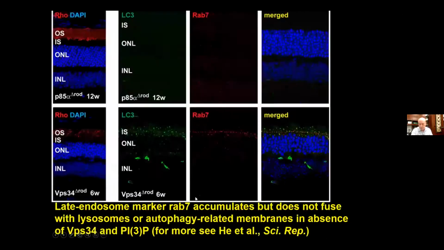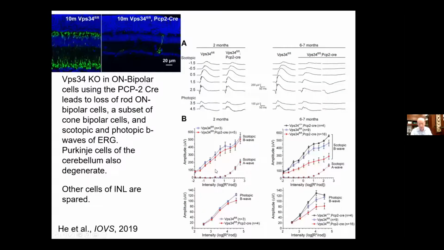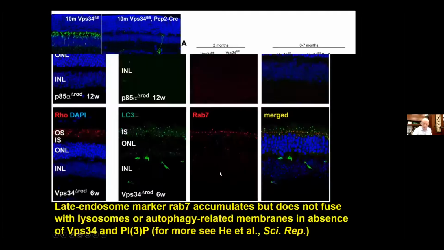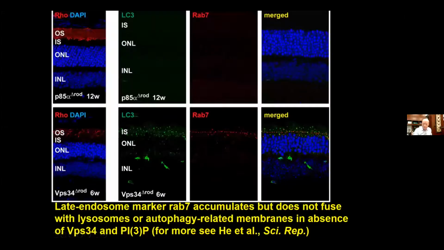So this result shows unequivocally that the step that is blocked by PI3P removal is the fusion of the autophagosomes with the lysosomes. You also get accumulation of the late endosomal marker RAB7, presumably for the same reason, failure to fuse with the lysosomes. And the RAB7 late endosomes are distinct from the autophagy-related membrane. For the most part, you do not see any co-localization of LC3 with RAB7. So these are distinct processes, although they both involve PI3P. So that's pretty much it for the knockout in rod cells, and this was all published in Scientific Reports a few years ago.